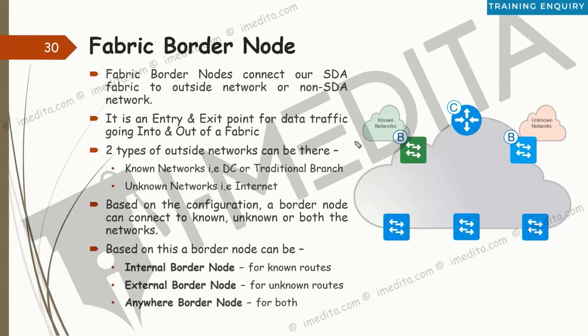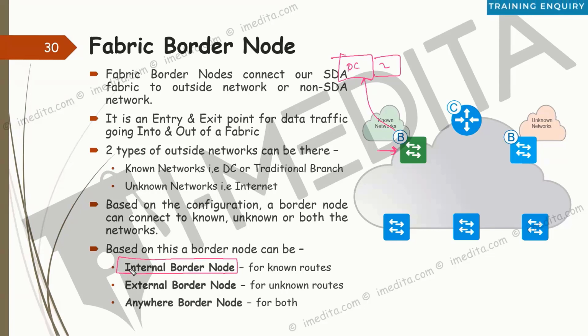There are three types of border nodes. One border node that we have is called internal border node. One is called external border node. And one type of border node we have is called anywhere border node. So we can have a dedicated device that connects only to the known destinations outside the SDA, such as our data center headquarters. This type of device is what we refer to as internal border node.